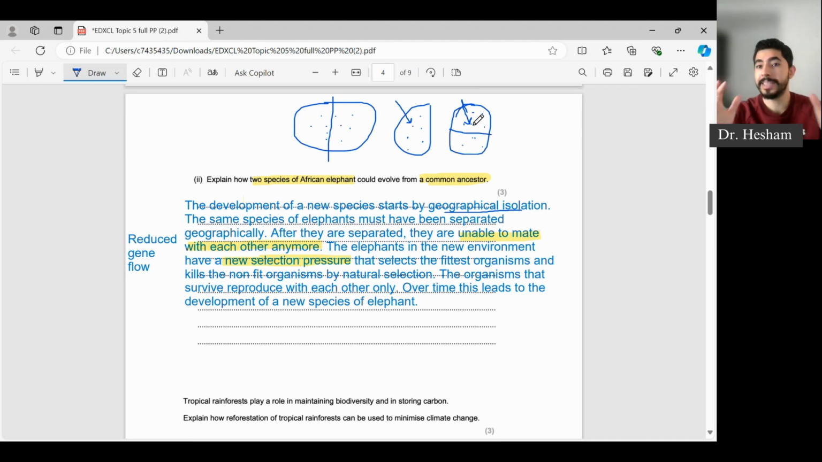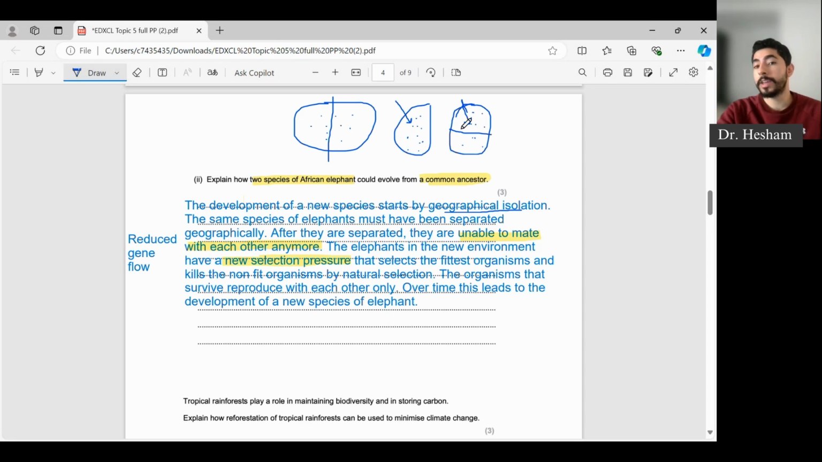So the selection pressure is heat. Who is going to be the fittest to take this heat? Anyone who cannot take this heat is going to die. And now only the fittest will reproduce with each other, meaning only the good genes will reproduce with each other. And this happens over generations. After generations, you will only have elephants that can survive in the heat and that are totally different from the elephants here, which did not have the same selection pressure.